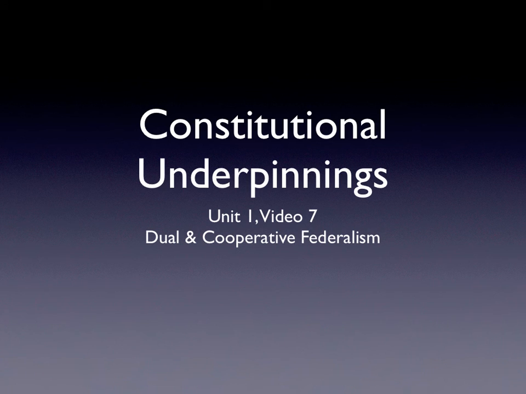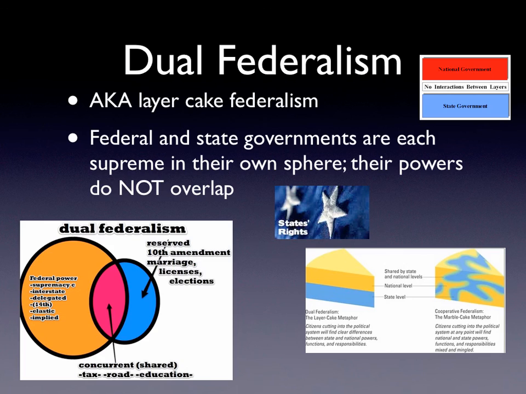Constitution, dual and cooperative federalism. All right, so we have two different types of federalism now. Remember, firstly, that federalism, we're talking about division of powers between national, state, and local government. Hopefully by now you can say that before I even say it. Federalism, division of power between national, state, and local governments.